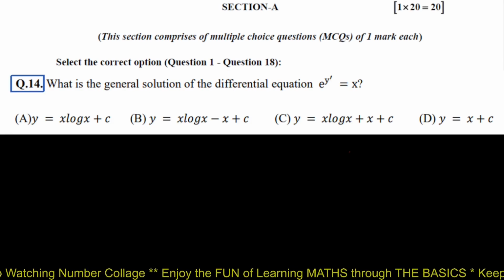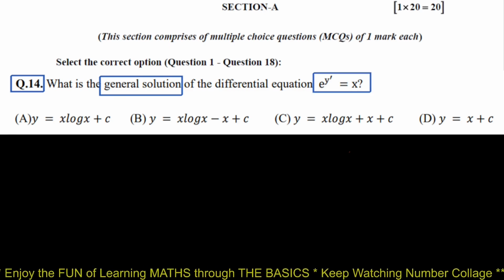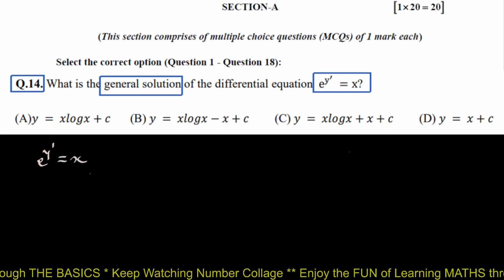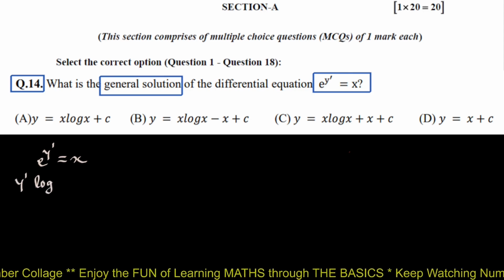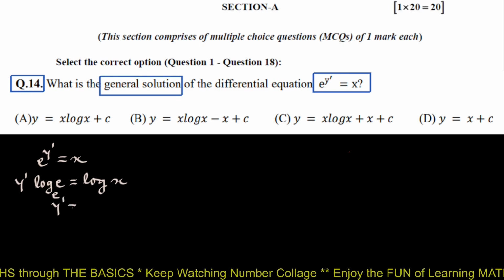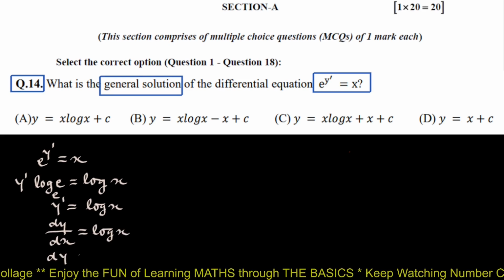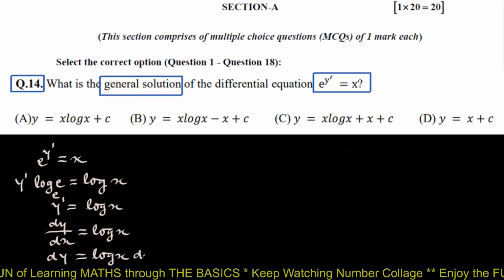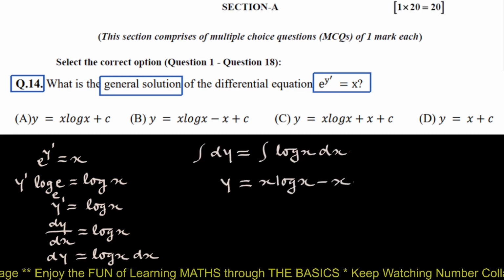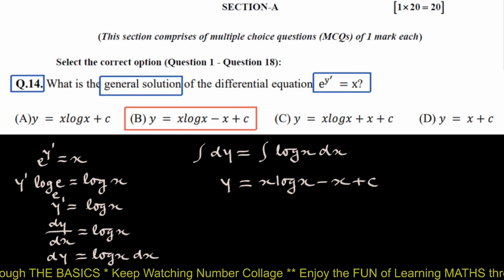Question 14. We have to find the general solution of the differential equation e raised to y dash equals x. Taking logs on both sides, y dash log e equals log x. Log e to the base e is 1. So y dash equals log x. dy by dx equals log x. dy equals log x dx. Integrating, y equals x log x minus x plus c. So the correct answer option is B, y equals x log x minus x plus c.